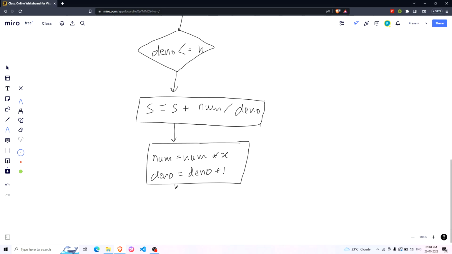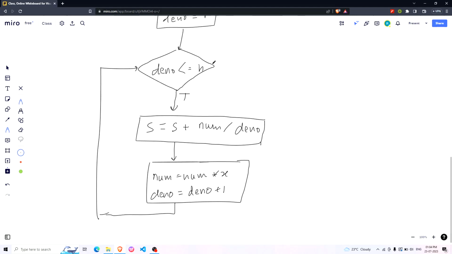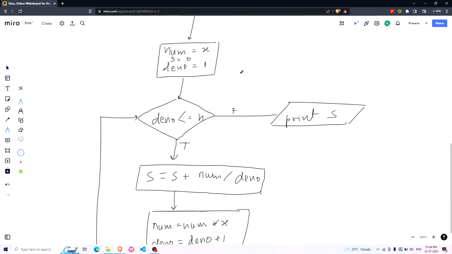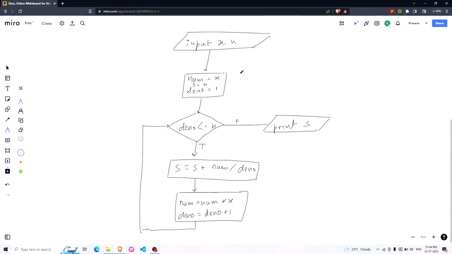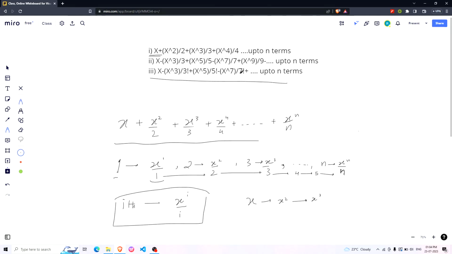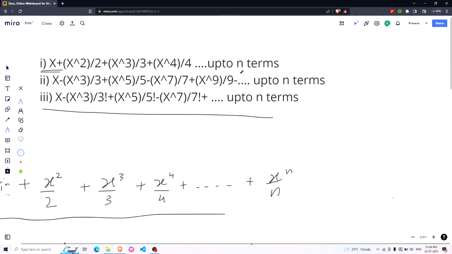After that, we'll go back to the loop. And once we come out of the loop, we simply have to print s, which was the sum that we calculated. So this is the solution for the first problem, for the first series. Now let's look at the second series very closely, which is this one.